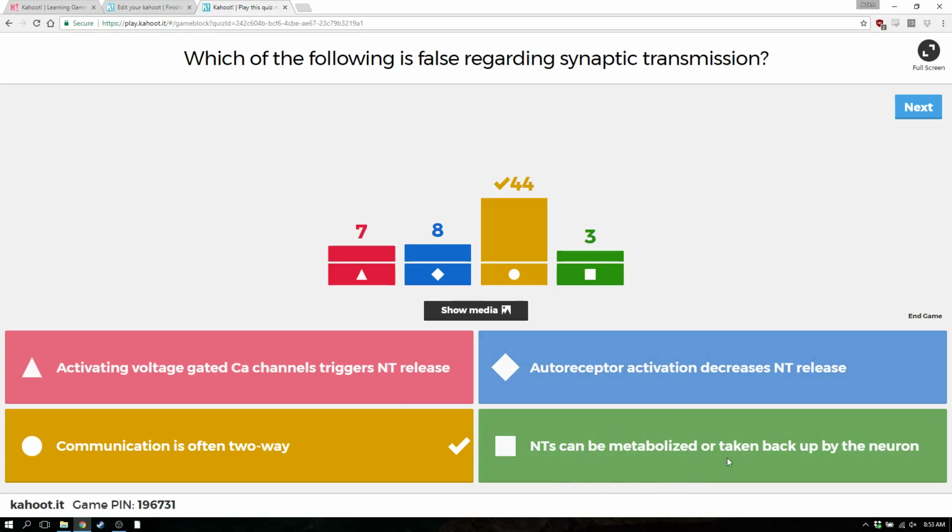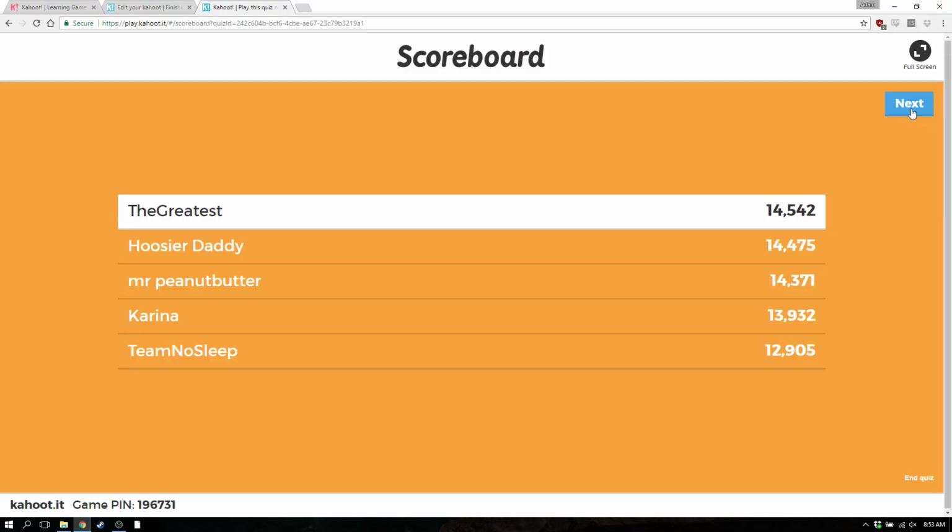Neurotransmitters can be metabolized or taken back up by the neuron. Absolutely. This is really important because a lot of times the CNS does not want to double work. If it can recycle, it will do so, in which case you have those reuptake transporters like serotonin, dopamine, norepinephrine, all those have reuptake transporters, but also some of those neurotransmitters will be metabolized as well, right? So it's just both will occur. And we say communication is often two-way. Not the case. This is often one-way transmission there, right? Okay. Fantastic.